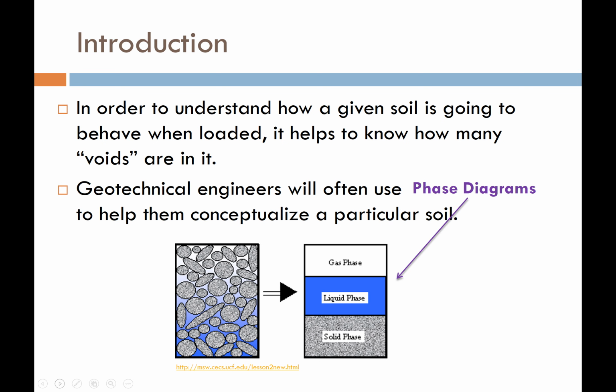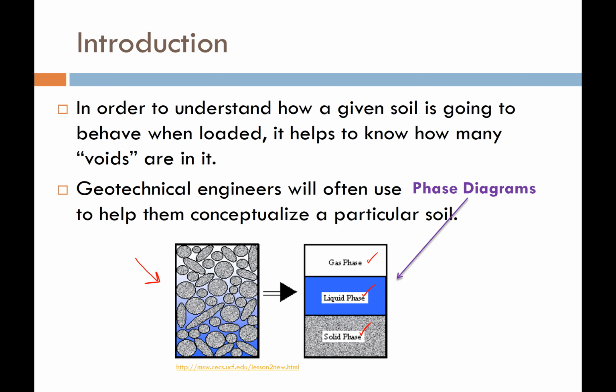Imagine a bucket of soil like we have here shown on the left. If we have soil that's in that bucket, there's going to be three main parts that comprise the soil. We're going to have air in the voids, we're going to have water in the voids, and then the soil particles themselves comprise solids. And so a phase diagram is just an imaginary way of breaking the soil into its three fundamental materials and dividing them up.